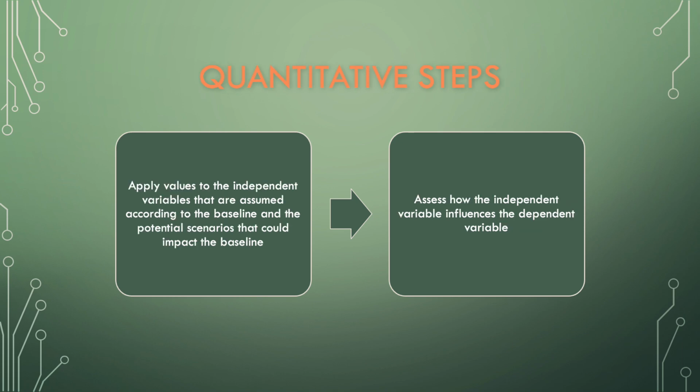Based on the previously determined qualitative information, a value would be assigned to the independent variables to determine how they influence the dependent variable both at the baseline and throughout the different projected assumptions that could occur. This allows key decision makers to determine a range of values that can be used to assess the overall sensitivity of the project and therefore the risk associated.